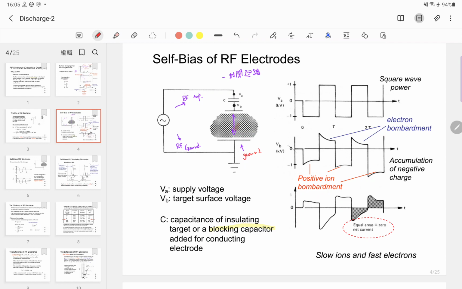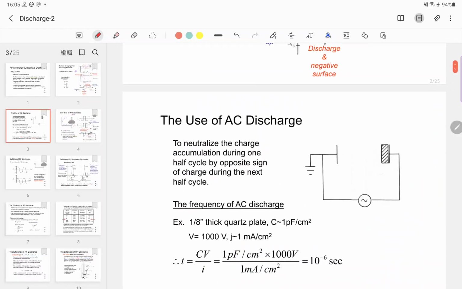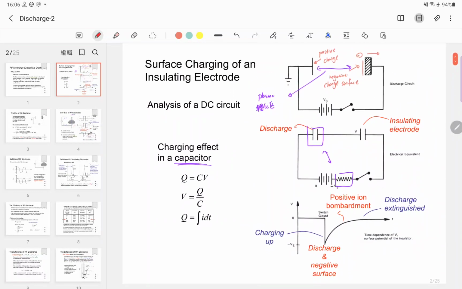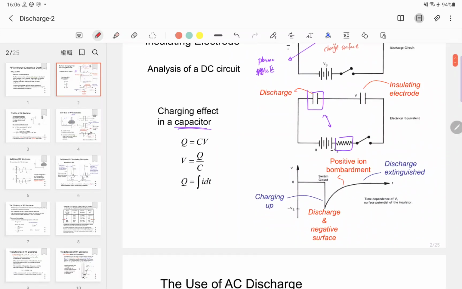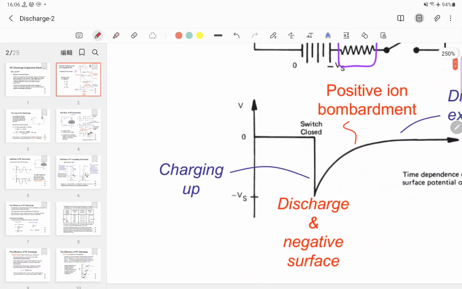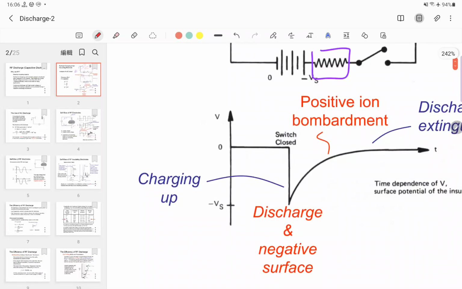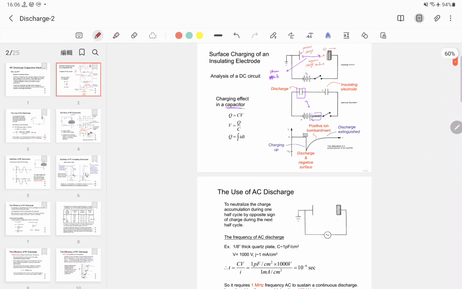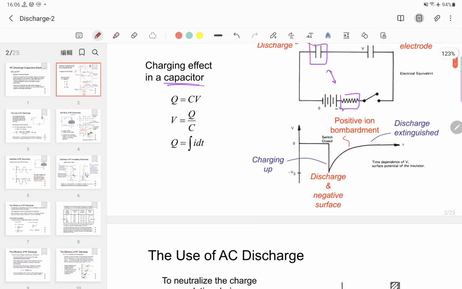But before the plasma is generated, the surface of the electrode is charged up to minus 1,000 volts, just like the figure in this slide. Then plasma is generated, and cations and electrons bombard the surface of the electrode. Since the potential of the electrode is negative, the surface will attract more cations, and then the potential of the surface will drop.